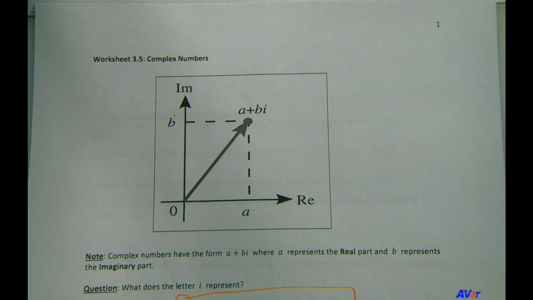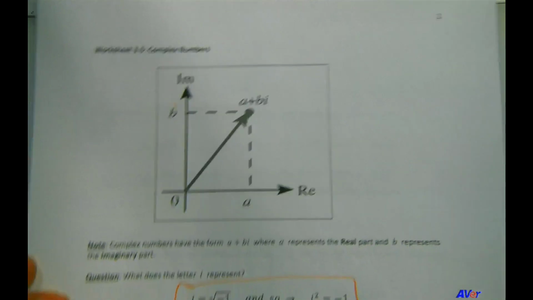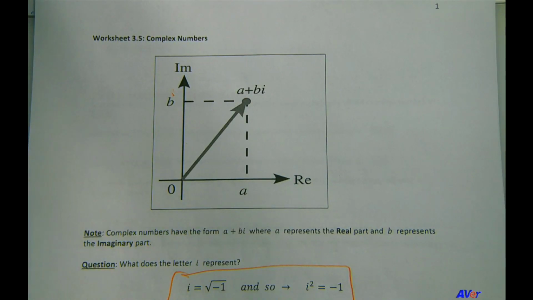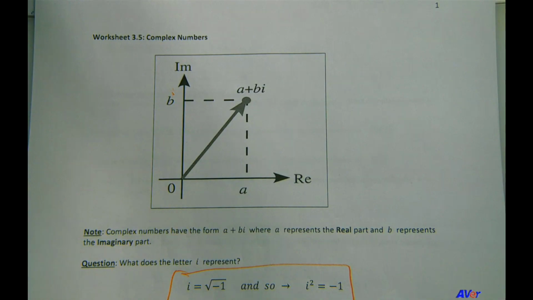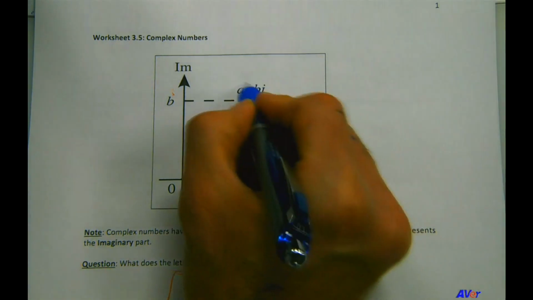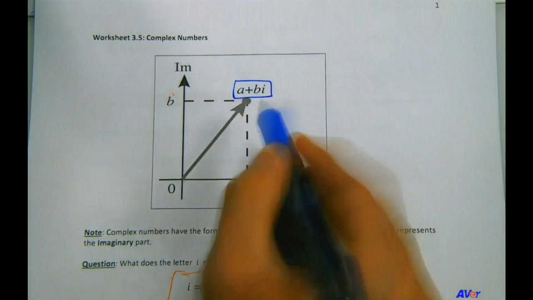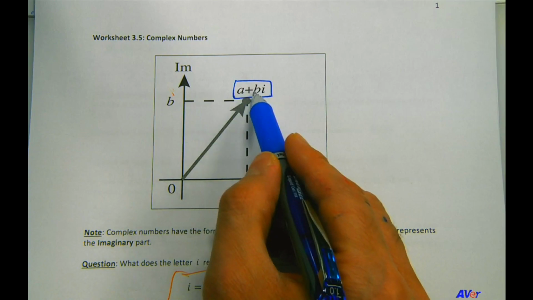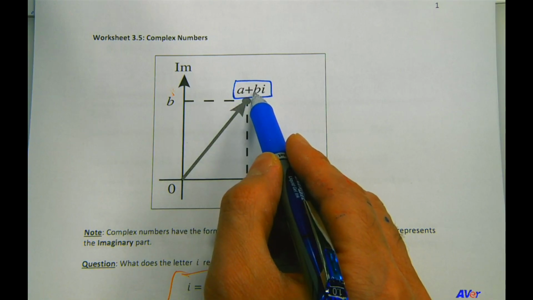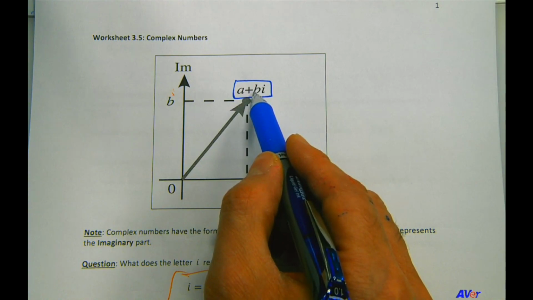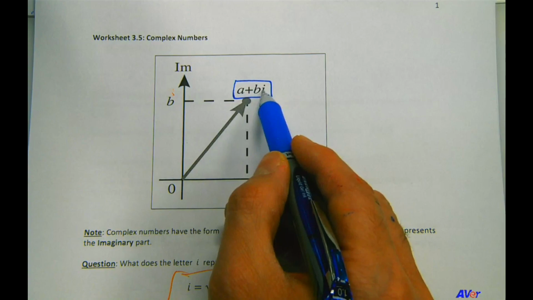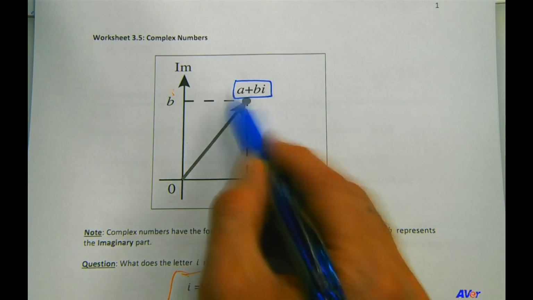Okay, so the complex numbers do plot on a plane like that. This complex number has a real part, which is A, and an imaginary part, which is B. So how do we know B is the imaginary part? Well, it is associated with this I, which we will talk about shortly, and it is associated with the imaginary piece of this whole number.